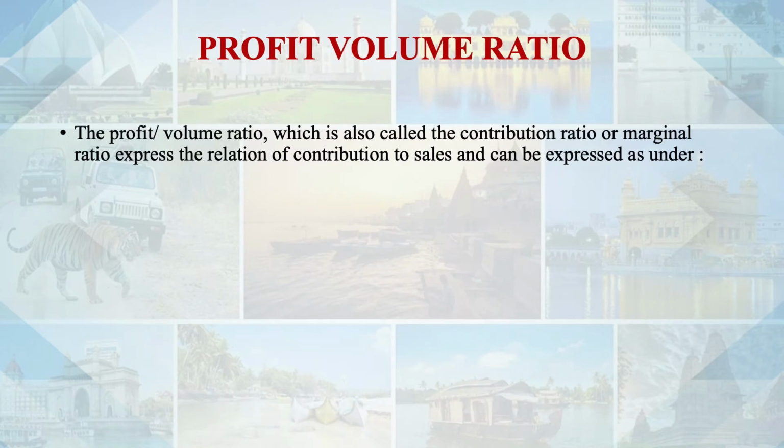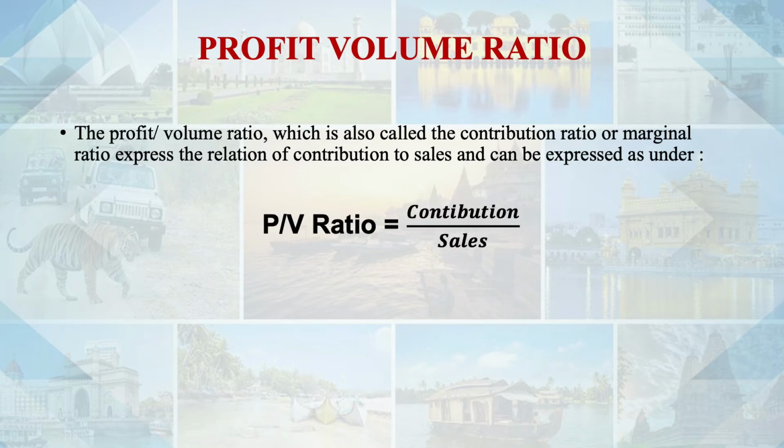Profit volume ratio is another terminology that we use. Profit volume ratio actually talks about what proportion of sale is contribution. So the formula is simple: contribution divided by sales. If we take per unit, then we should take contribution per unit divided by sales per unit. If we take in total, then we should take total contribution divided by sales.